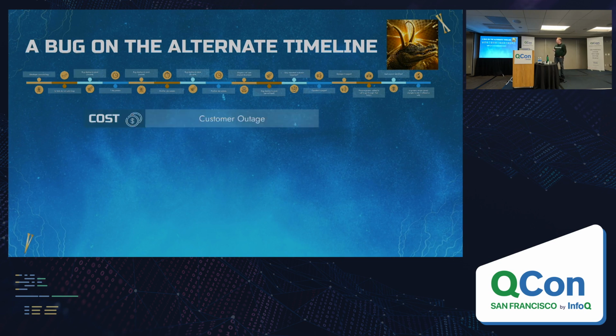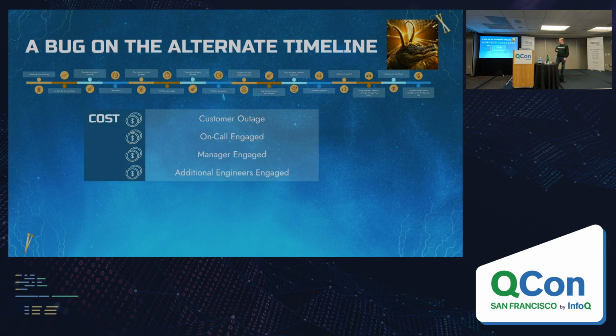When we think about the cost of this bug compared to the one on the sacred timeline, the first and most important thing is there was a visible customer outage. And depending on how big your company is and how important that customer was, that can be a catastrophic impact for your business. We also spent time and money on the on-call being engaged, the manager being engaged, additional engineers being engaged, executing all these rollbacks, however much time that ended up taking.